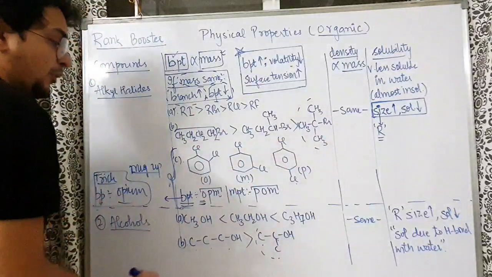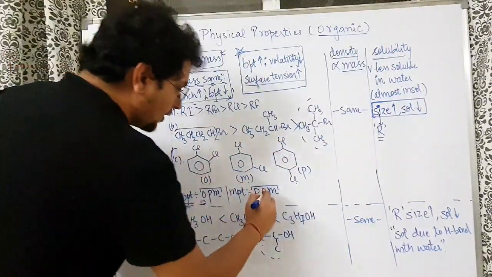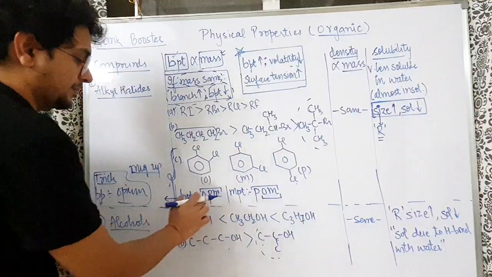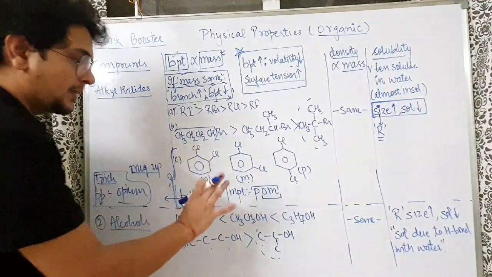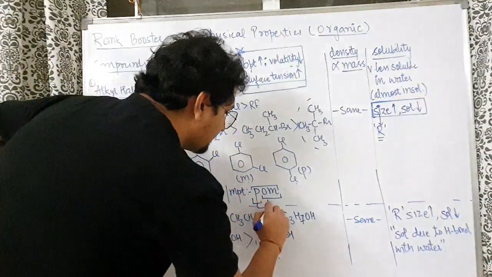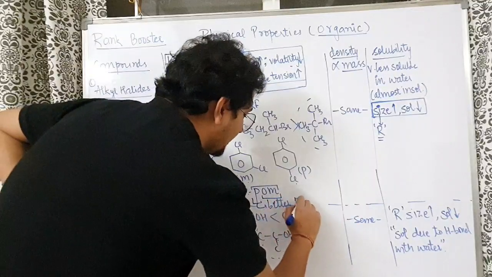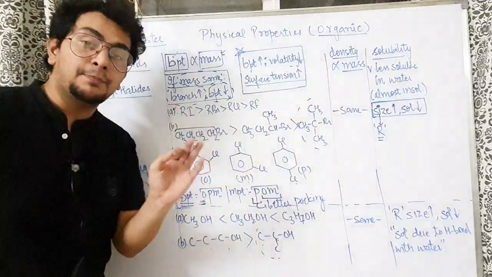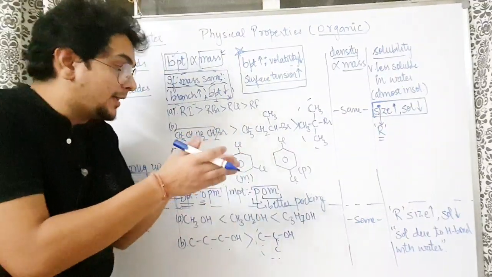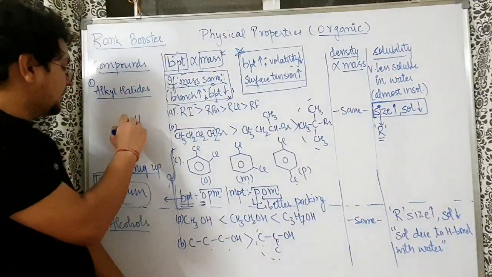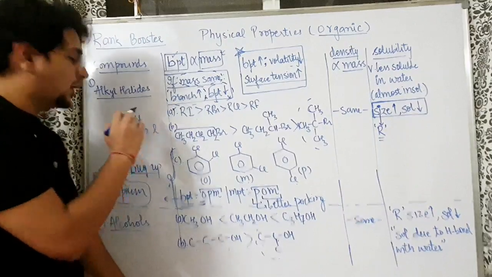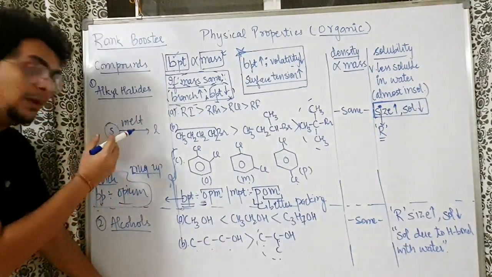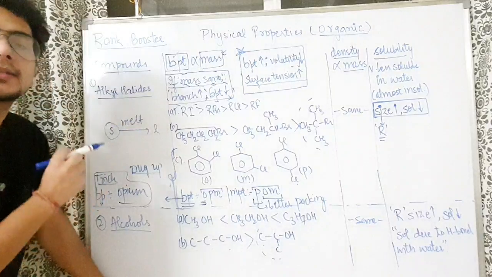Second, for melting point. Look, the O and M order remain the same. Firstly O then M remain the same, but P, para, has better packing. Understand always, for melting point, packing also plays a very important role, because melting is the conversion of solid into liquid, and a solid has to be packed properly. Compact packing is there in a solid.